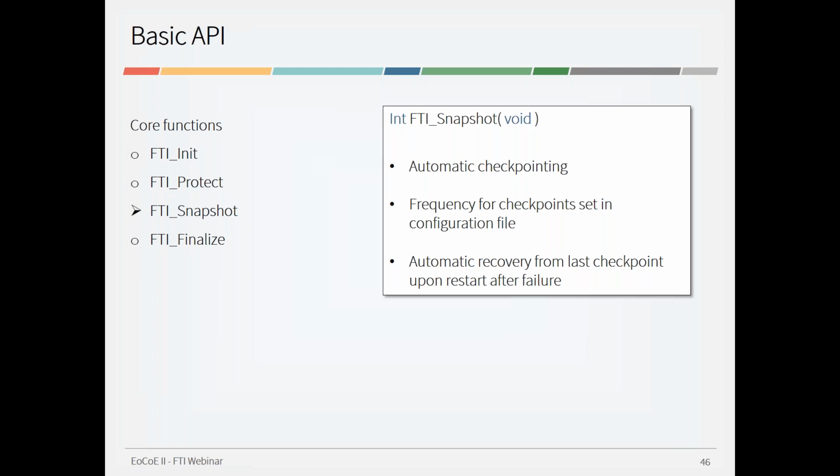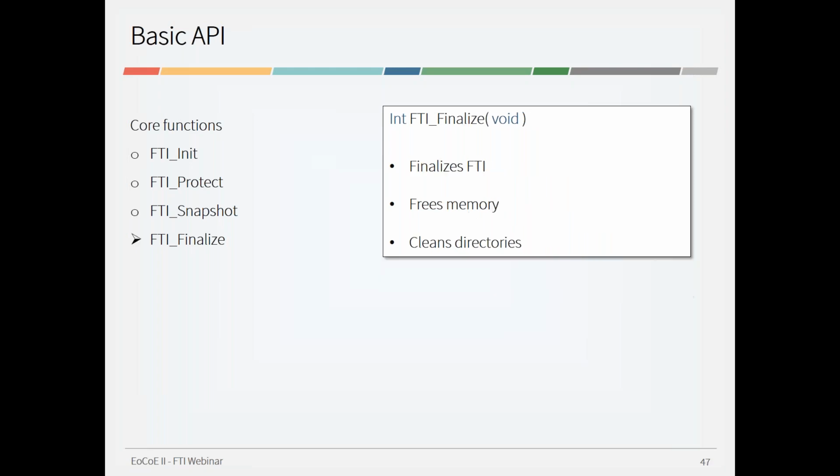Then when we restart the application, this function as well checks whether it is a restart or not. If it is a restart, it initializes the buffers that we have protected before with the data from the checkpoint file. Okay, so this is basically, in the simplest of the cases, what you would do in order to protect your application.